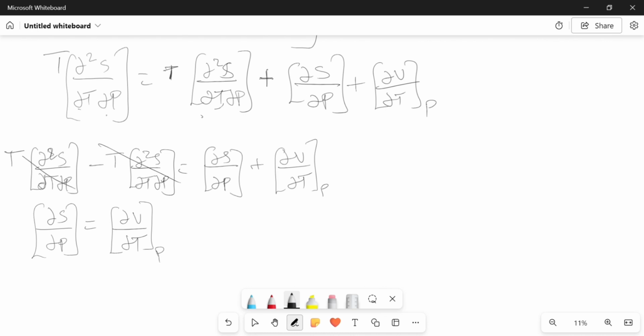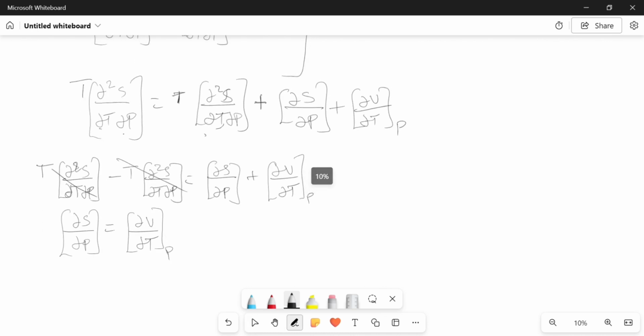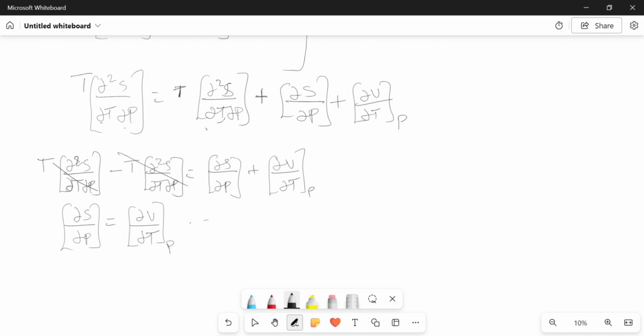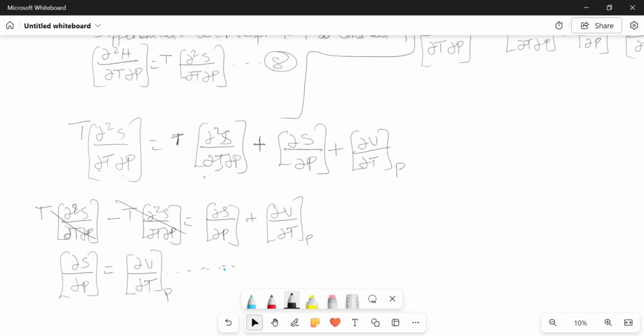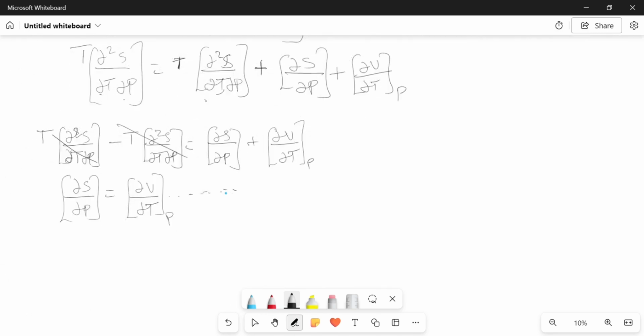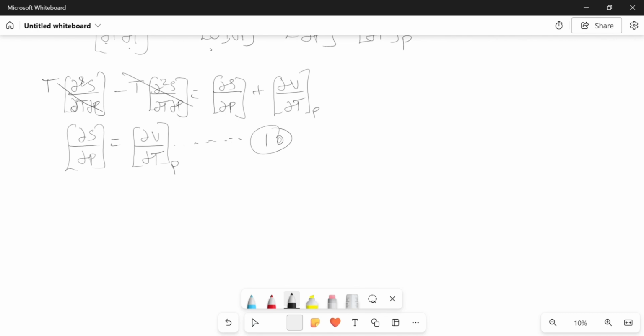So I've gotten this. Now let's call this equation 10. This is equation 9, so we can call this equation 10. Good. So like I said, we should not forget where we are coming from. So we are coming from equation 1. So let's see equation 1. What does equation 1 say?